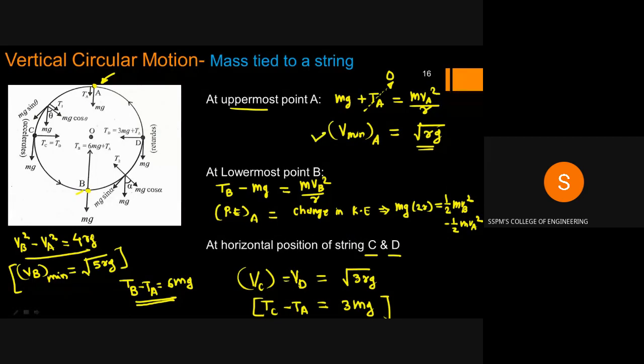Minimum velocity at point A, that is the uppermost point. Minimum velocity at point B, lowermost point. Minimum velocity at the horizontal points, Vc and Vd.